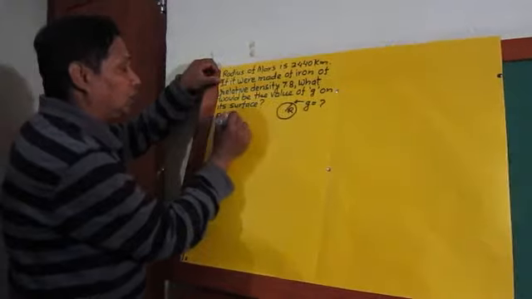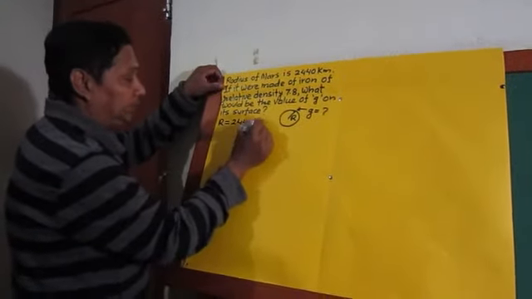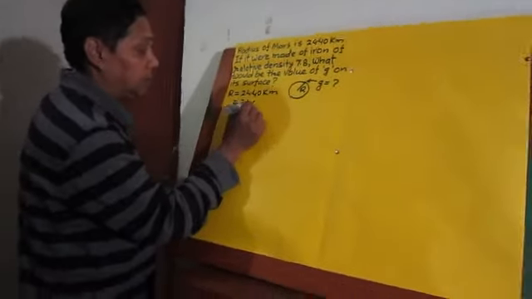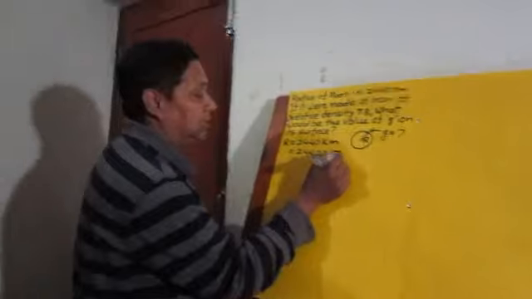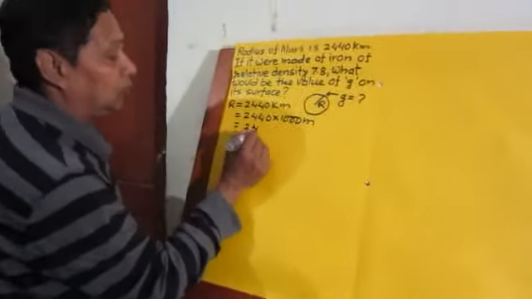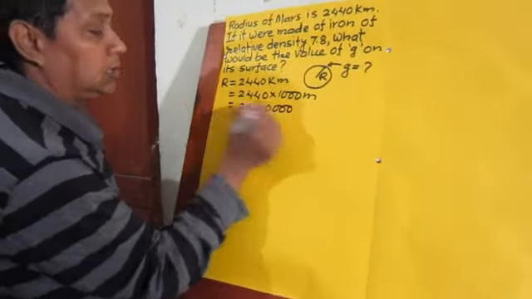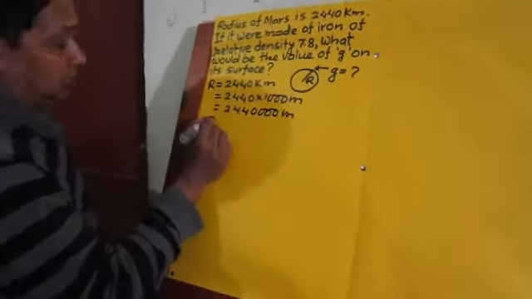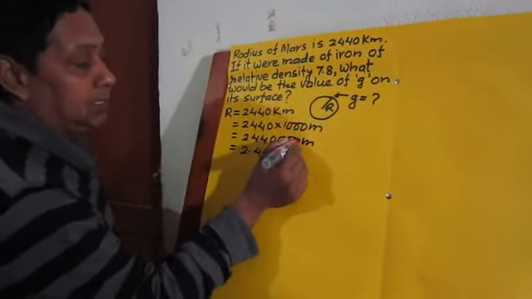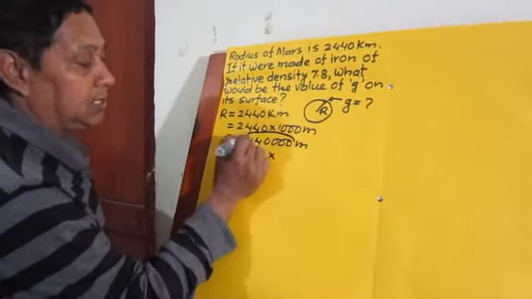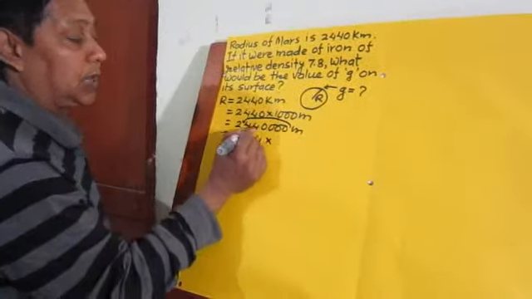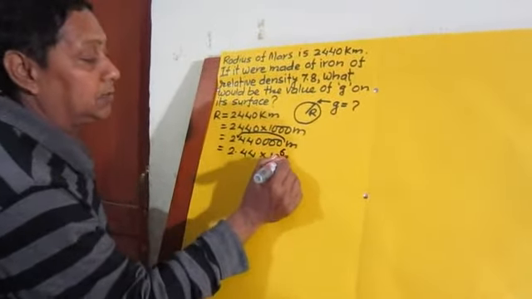Radius is equal to 2440 kilometer, and we are using the SI system, that's why kilometer doesn't work. I'm converting it into meter, multiplying by 1000, and this is equal to 2440,000 meter. And we are using short notation for this: 2.44, the point is shifted from this place to this place, that's why it is going back 6 digits: 1, 2, 3, 4, 5, 6. So I am writing 10 to the power 6 meter here.